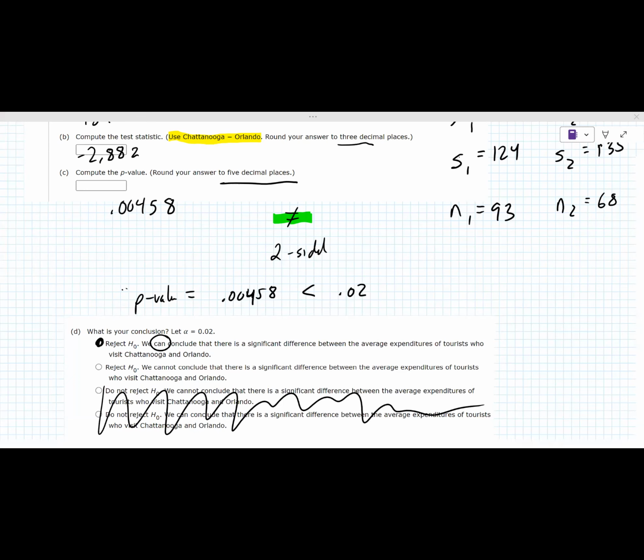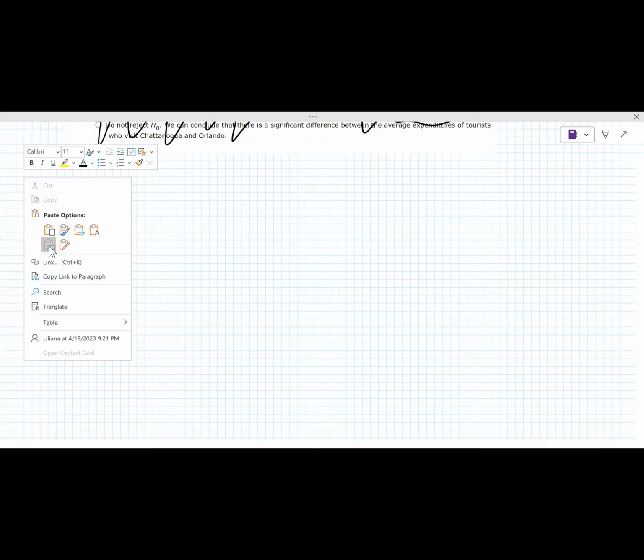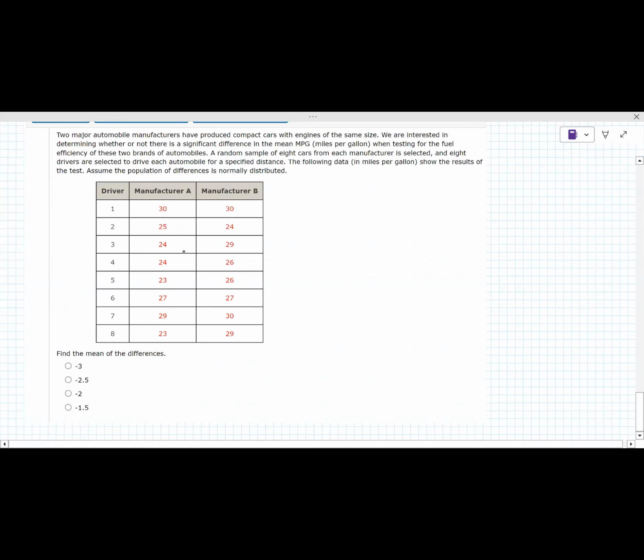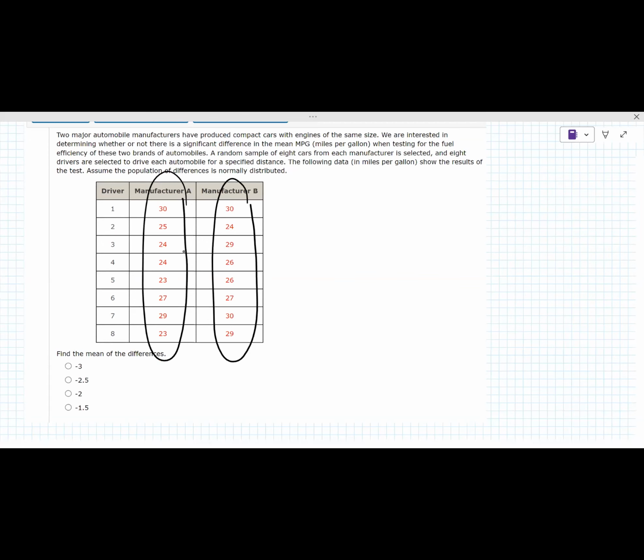Here we go. Number 17 looks more difficult than it actually is. So you've got 2 data sets here, data set 1 and data set 2. You want to find the mean of the differences. So data set 1 will go in list 1 and data set 2 will go in list 2. And we're doing this because you probably need that for another problem here.